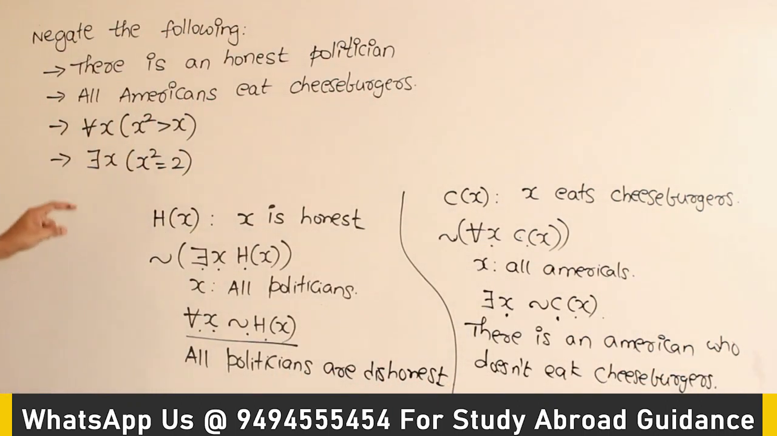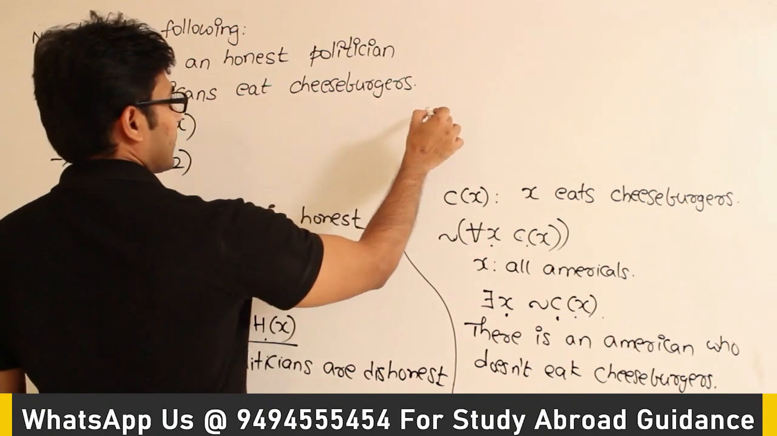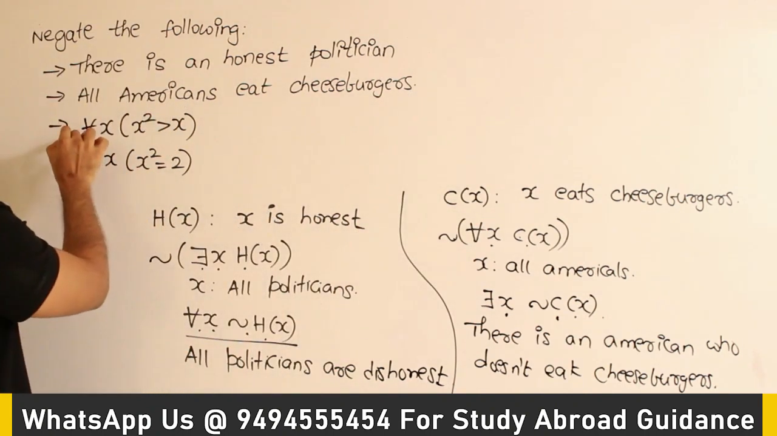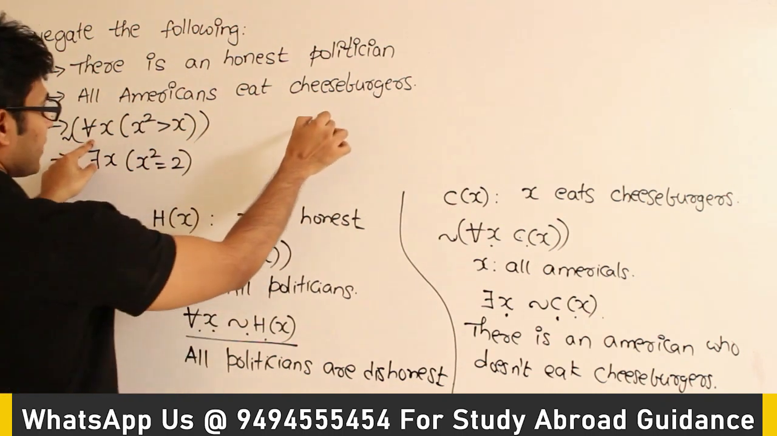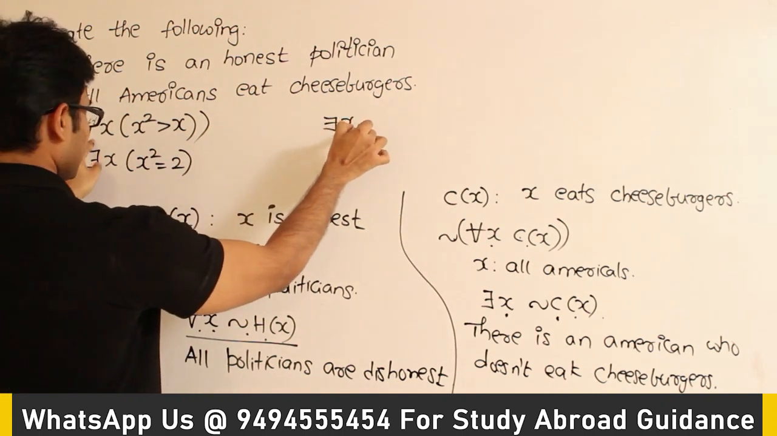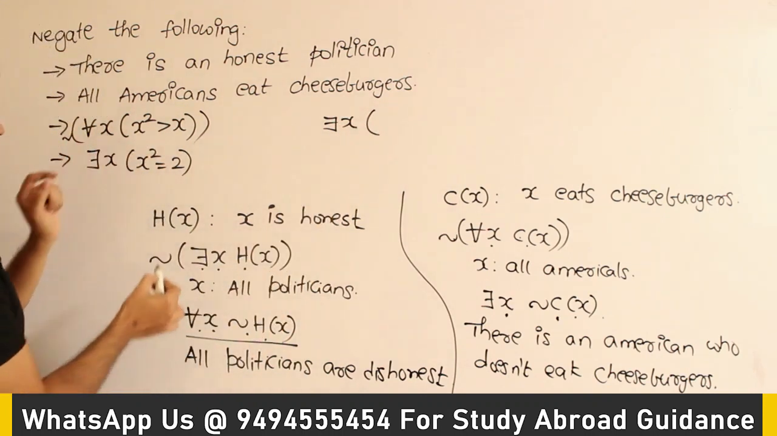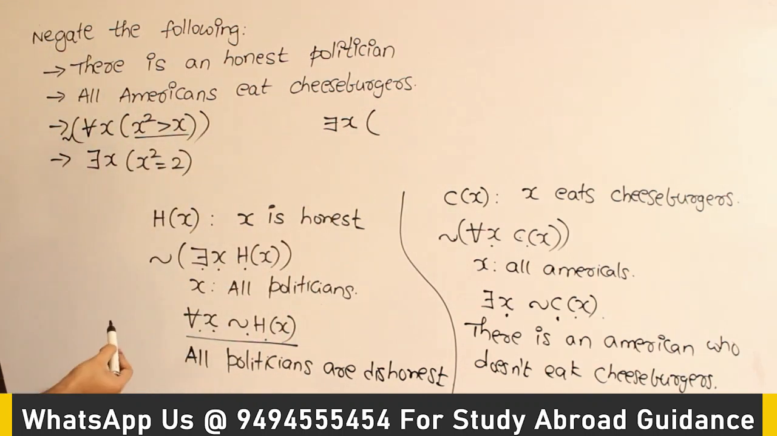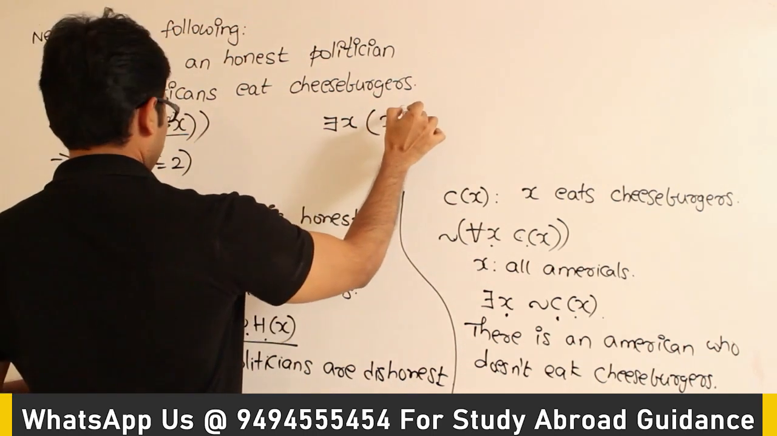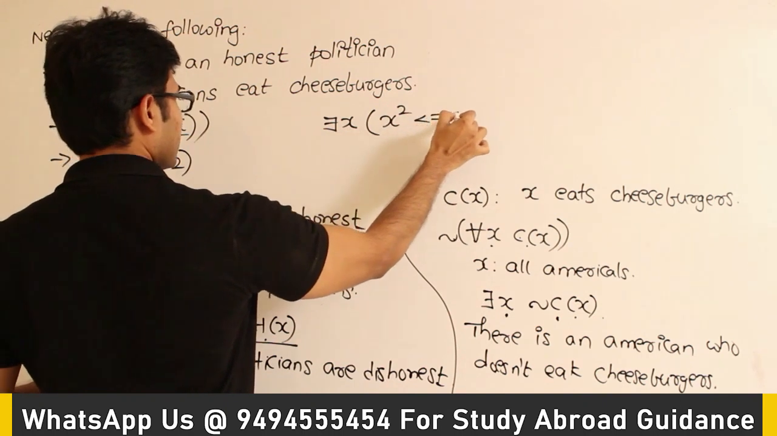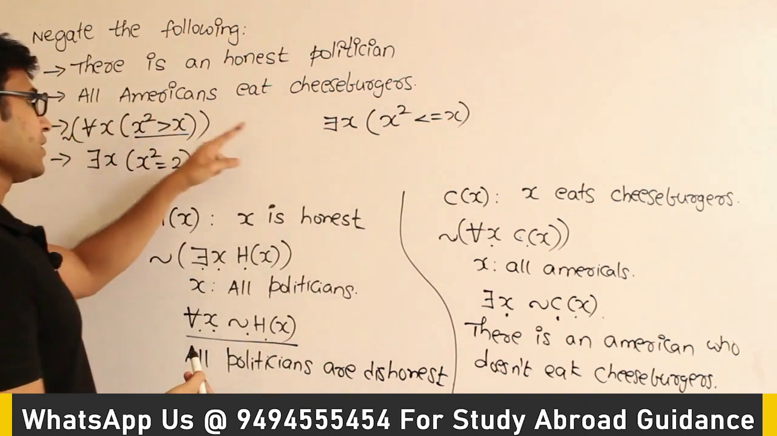Right? And now I want to negate this one. For all x, x square is greater than x. Now if I try to apply the negation to this one, then what happens is this for all will become there exists, yes, there exists x, and then this one also has to be negated. This particular function has to be negated. Now if x square is greater than x is function, then what is negation of it? X square is less than or equal to x. This is the negation of it.